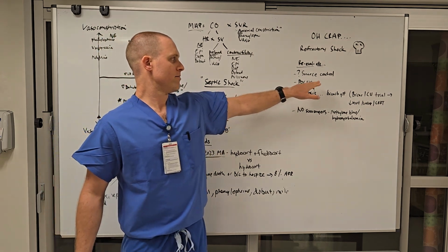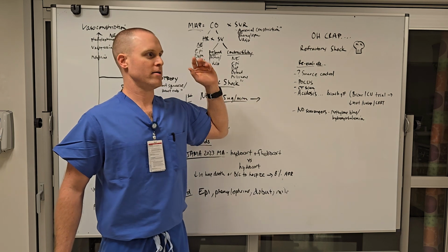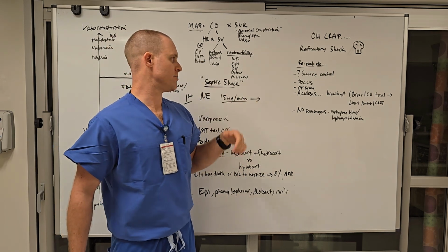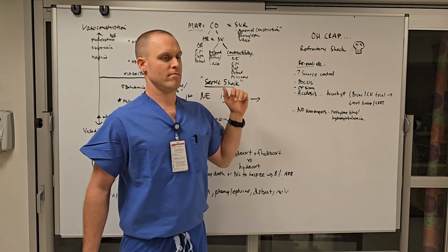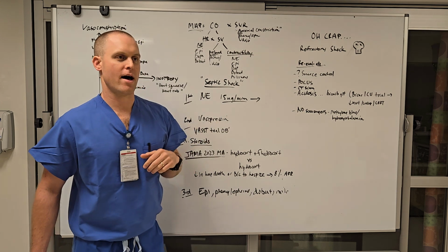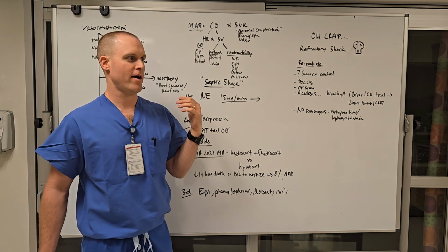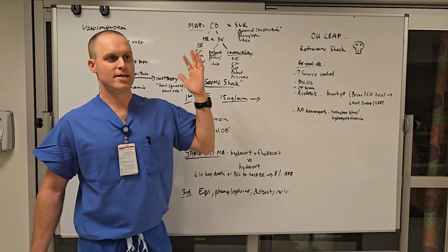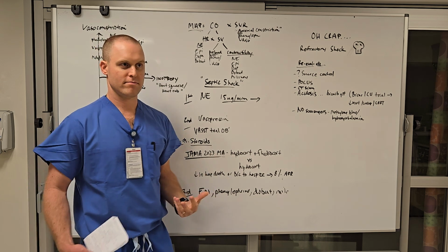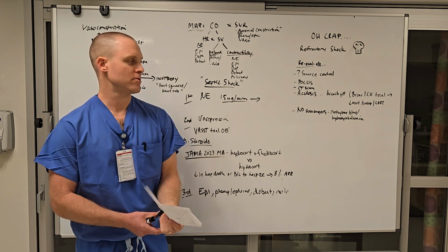So doing an ultrasound, looking at the heart, scanning the lungs, looking for an abscess. Can't find anything that's obvious. Looking for a pericardial effusion. If you can't find anything that's obvious, CT scanning them, looking for abscess or lack of source control.